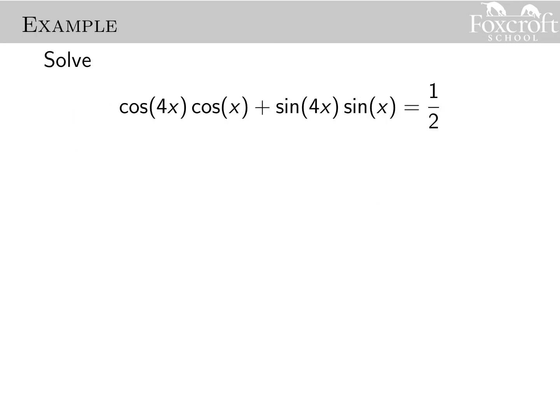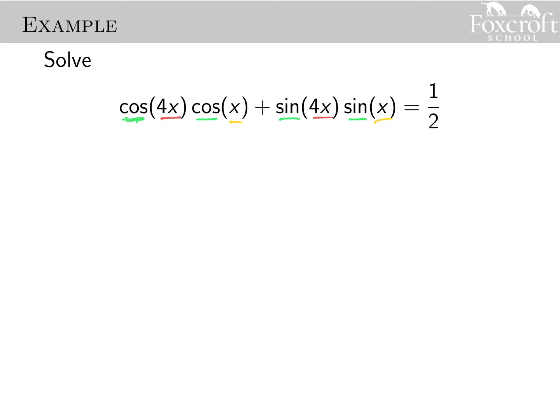So we're going to solve this one. This problem looks really complicated. We have cosine of 4x mixed with cosine of x, and sine of 4x mixed with sine of x, and that's all equal to 1/2. It looks complicated, but if you have your list of identities, you see we have this pattern: two cosines followed by two sines, and the things in parentheses are the same.